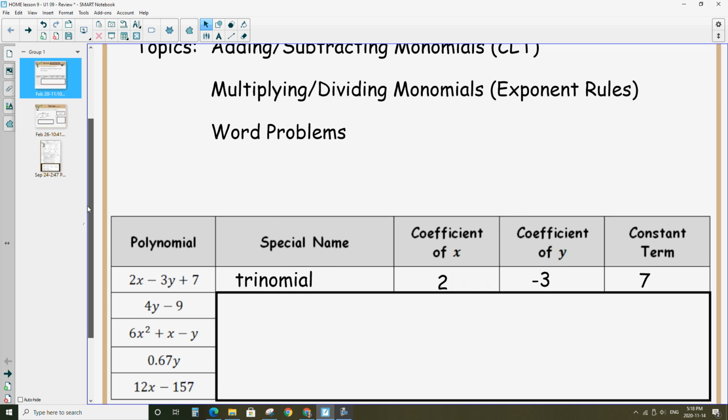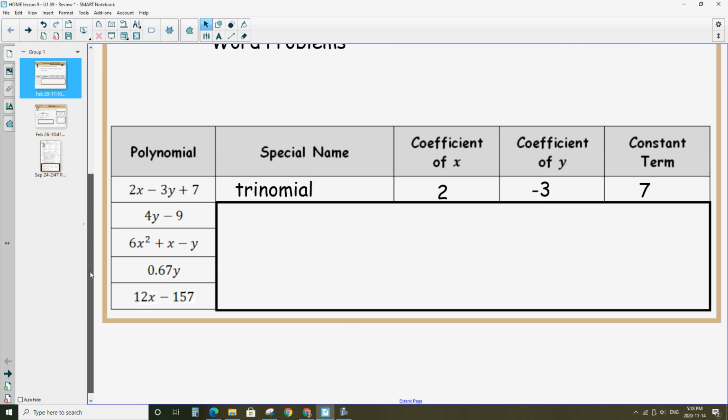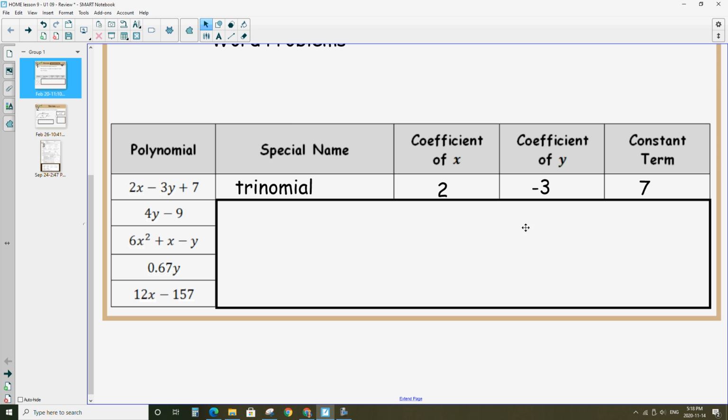All right, so first, that's on your sheet. So we're on page 18 right now in your booklet, so it should be the very last page. The first thing on there is a warm-up chart. And that is just looking at different polynomials and writing down their name, what the coefficient of x is, coefficient of y, and then what is the constant term.